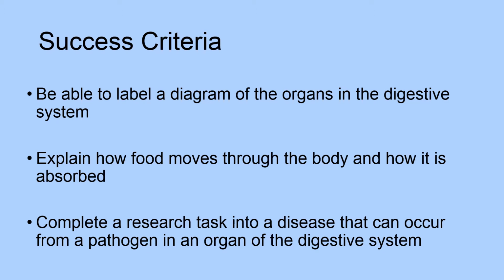And finally, we're going to complete a research task, and we're going to be looking into a disease that can occur from a pathogen. So we've looked at pathogens before in previous weeks. A pathogen is, as you hopefully know by now, a microorganism that can cause disease. So we're looking at something that might cause a disease in an organ of the digestive system. So if we look at our first success criteria, we'll be able to label all the organs in the digestive system, and your research task is looking into maybe just one of the organs and a disease that can occur from a pathogen in that organ.